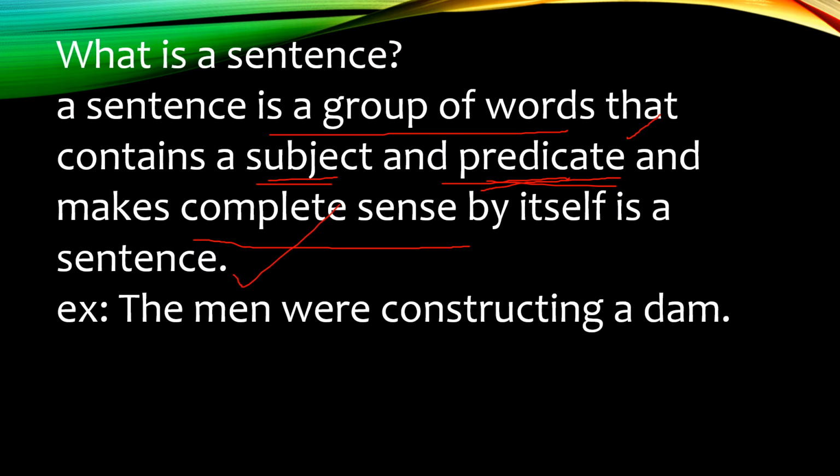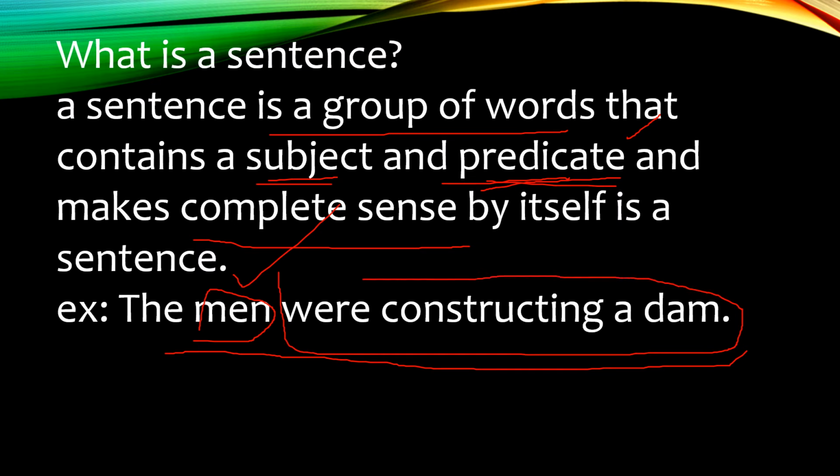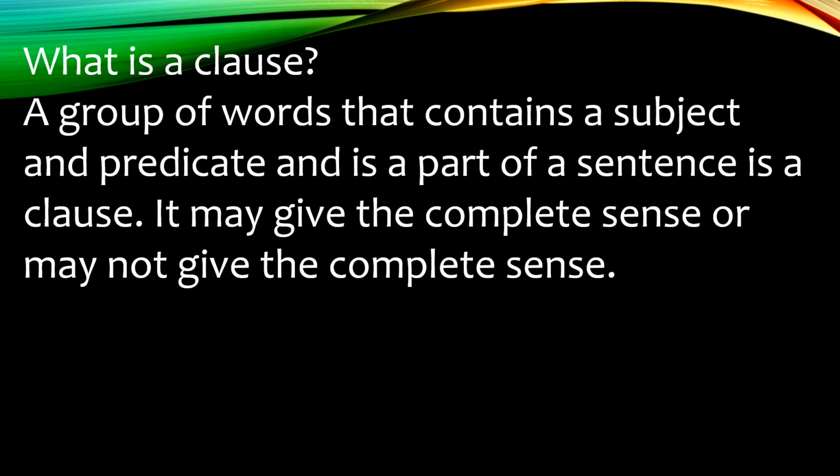Here is the example: the men were constructing a dam. Here the subject is men, the predicate is were constructing a dam. In this predicate part, the verb part is were constructing, okay, which gives the complete idea. There is a full stop in the end. We all know about the sentence.